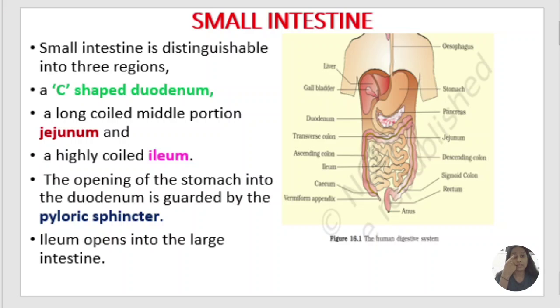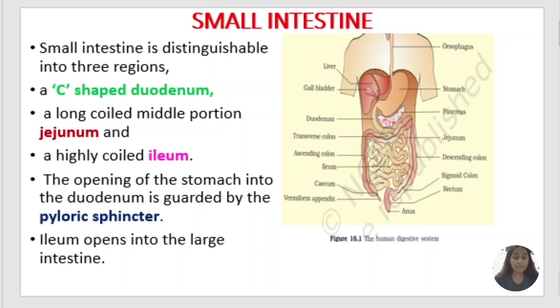Now let's learn what is a small intestine. Small intestine is distinguishable into three regions: a C-shaped duodenum, a long coiled middle portion jejunum, and a highly coiled ileum. The opening of the stomach into the duodenum is guarded by the pyloric sphincter. Ileum opens into a large intestine.